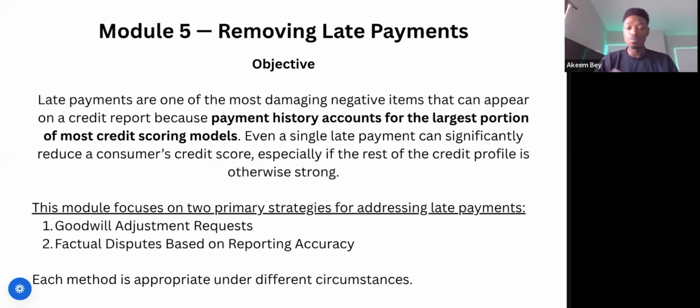Now, this module is going to focus on two primary strategies for addressing late payments. First is the goodwill adjustment request, and then the second one is the factual dispute based on the reporting accuracy of the actual account and the payment history. So each method is appropriate under different circumstances.